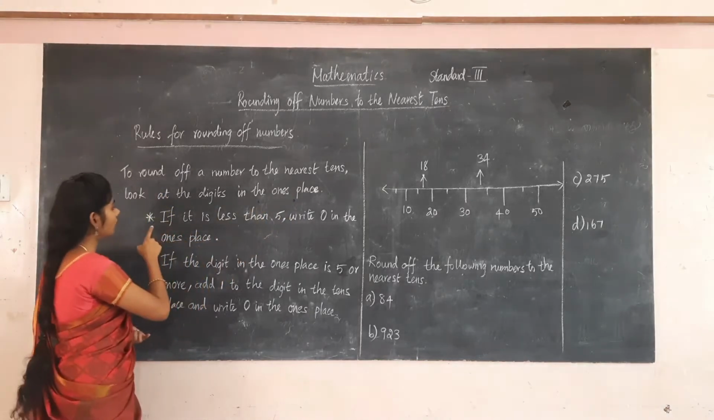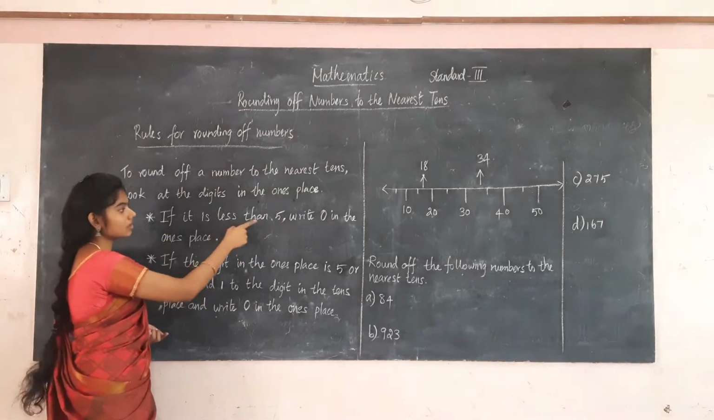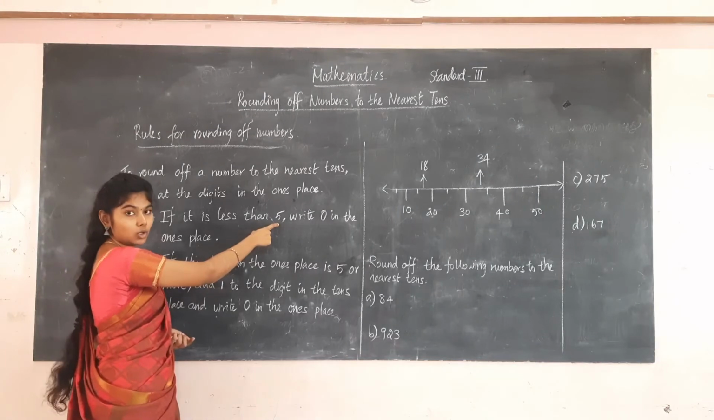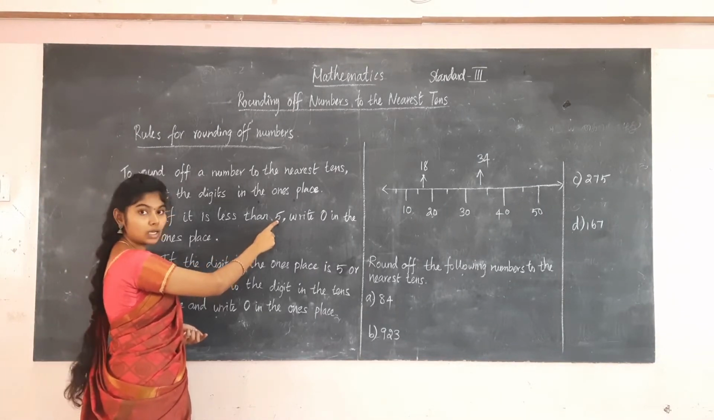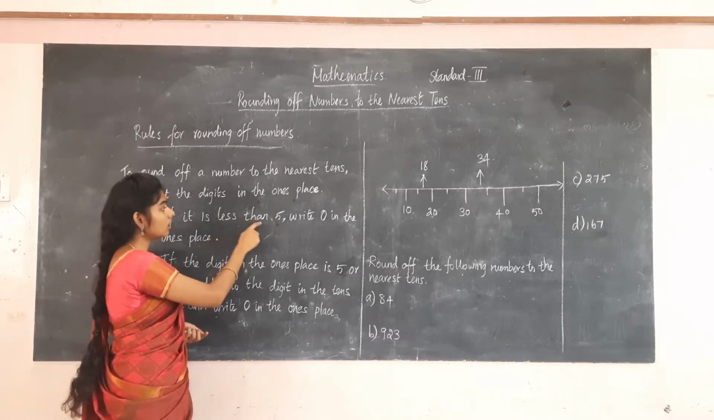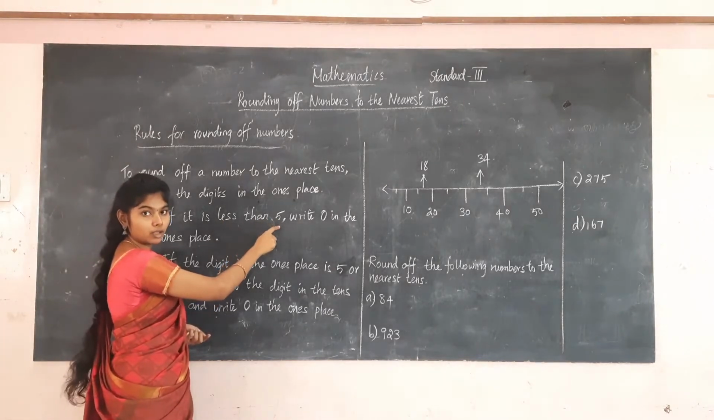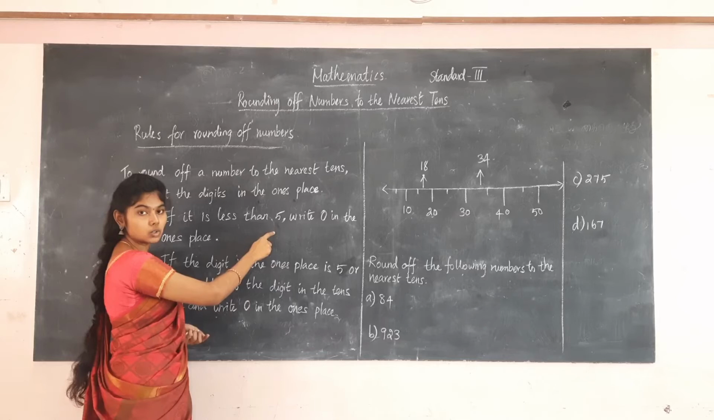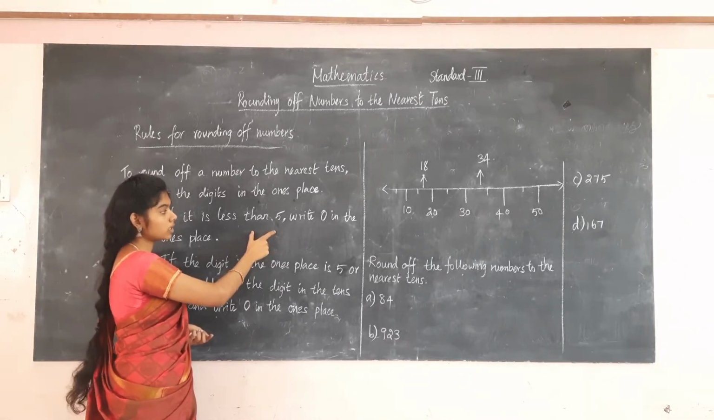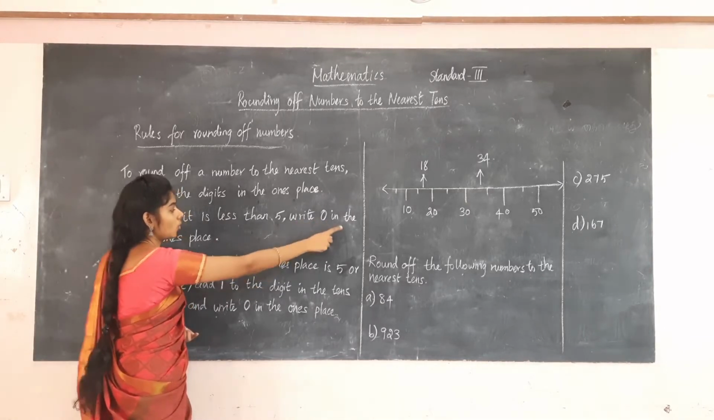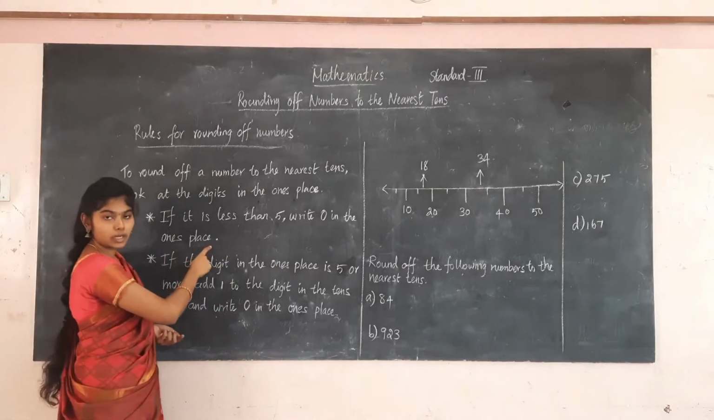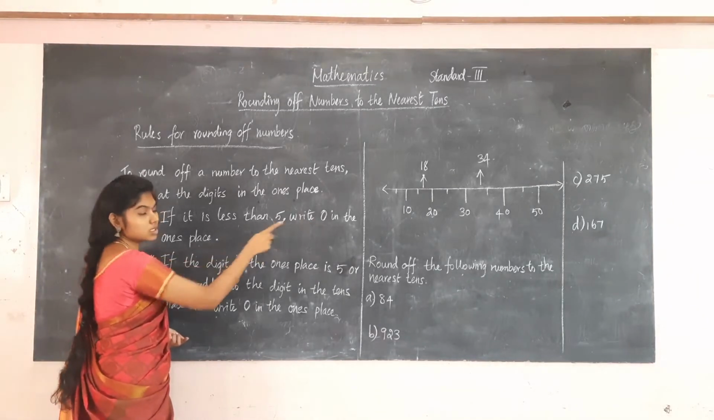The first rule is if the digit in the ones place is less than 5, what is meant by less than? The number below 5. What are the numbers? 1, 2, 3, 4, up to 4. If there is any such number in the ones place, you should replace it by 0. Write 0 in the ones place. This is the first rule.